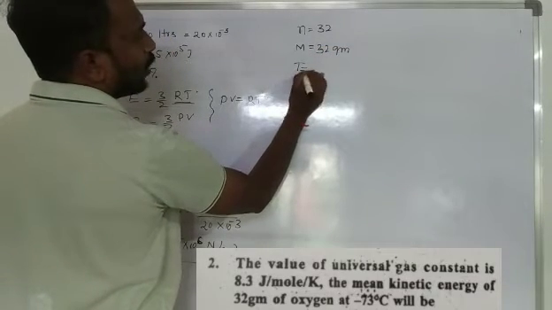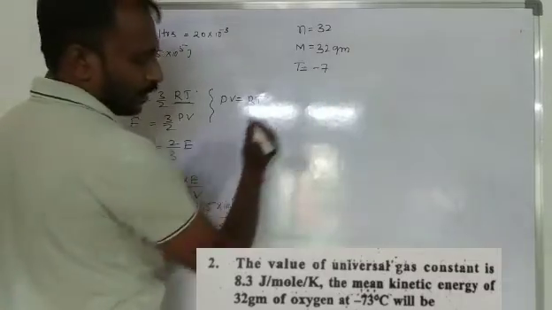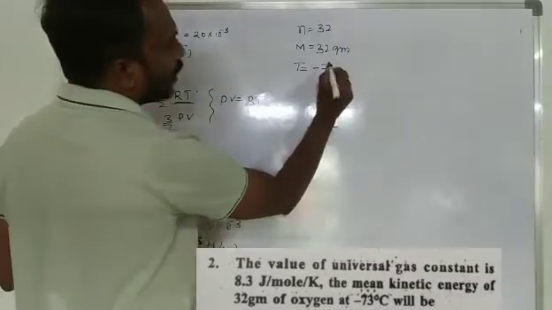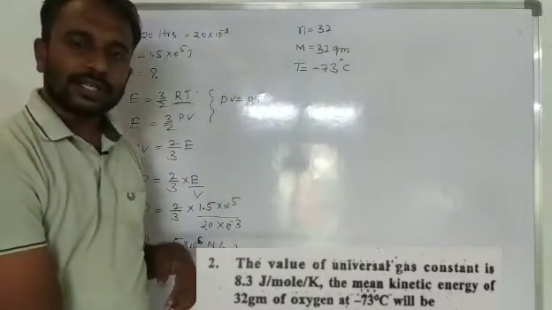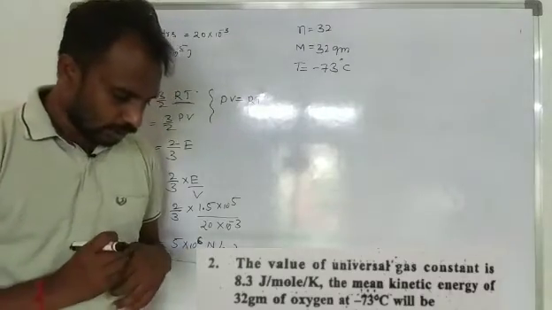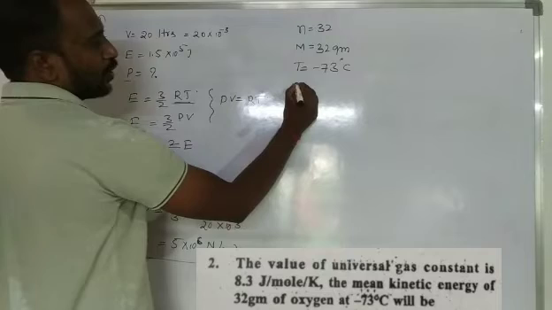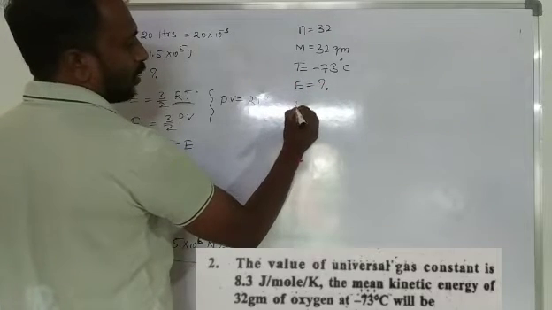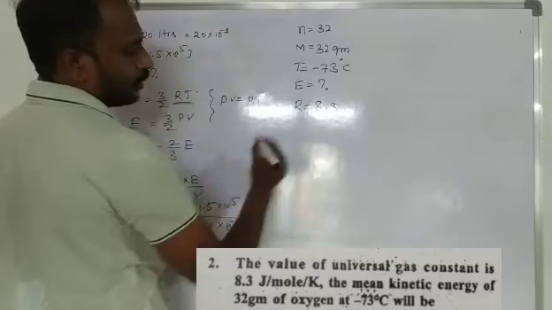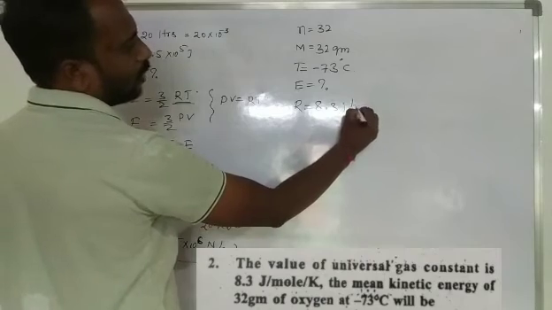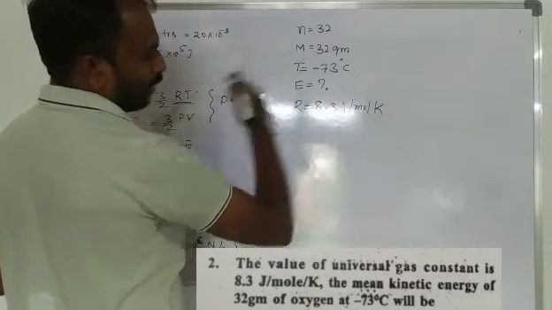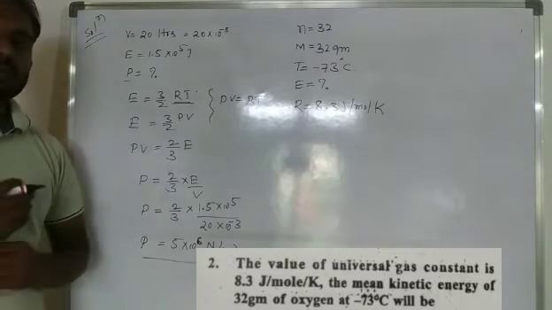And the temperature is minus 73 degrees Celsius, and here we want to calculate energy. So E is equal to question mark, and R is equal to 8.3, the universal gas constant, joule per mole per Kelvin.